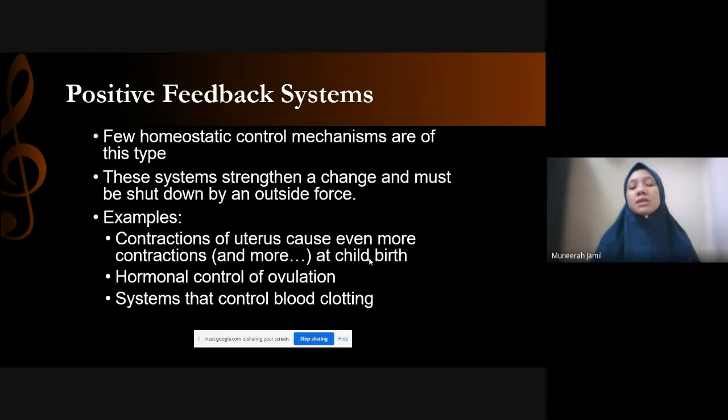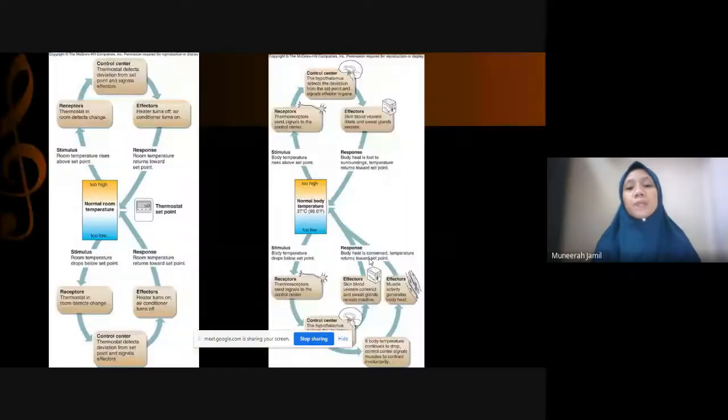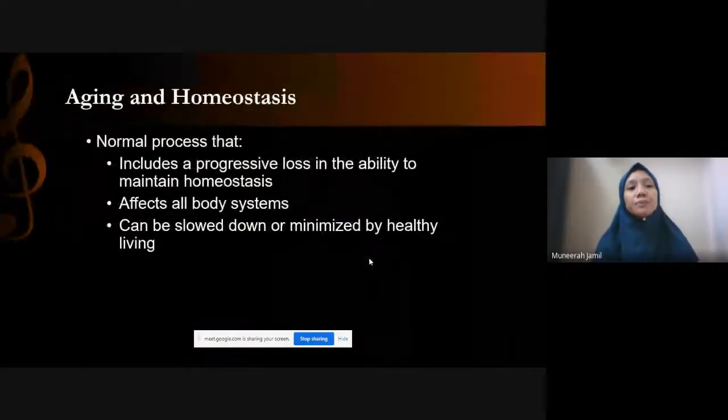Okay. So same with the systems that control blood clotting. Nanti kita akan tengok satu-satu later on. Okay. So kalau kita sebut pasal body temperature, dia refer pada negative feedback lah. Okay, and you boleh tengok. Okay. So aging and homeostasis.